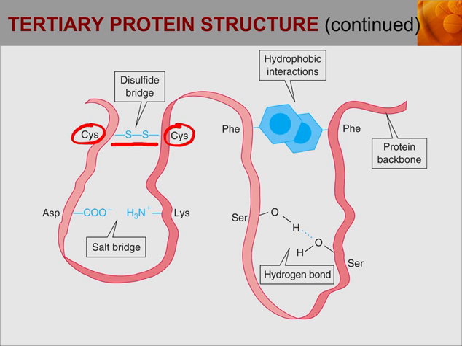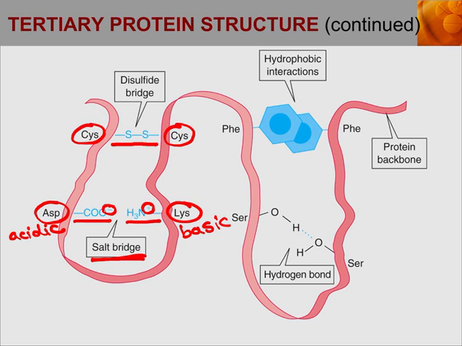We could have an acidic amino acid that then lines up with the side chain of a basic amino acid, and then the negative charge on the acidic side chain would be attracted to the positive charge on the basic side chain, and they form a salt bridge. So remember, a salt is something like sodium chloride, where you have a positive sodium and a negative chloride. And this is the same thing here.